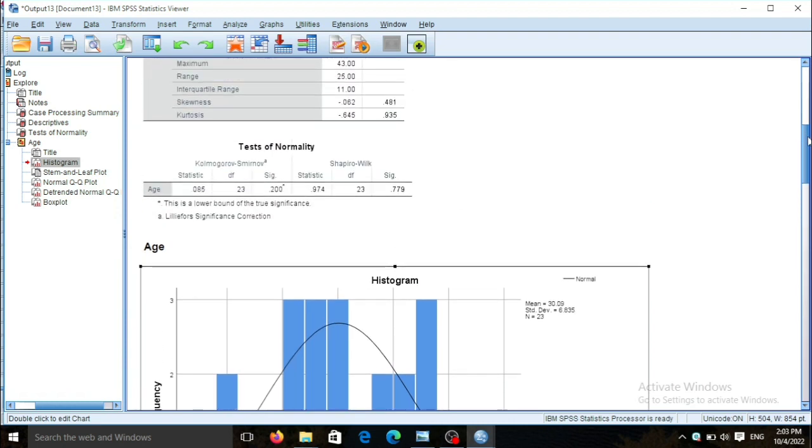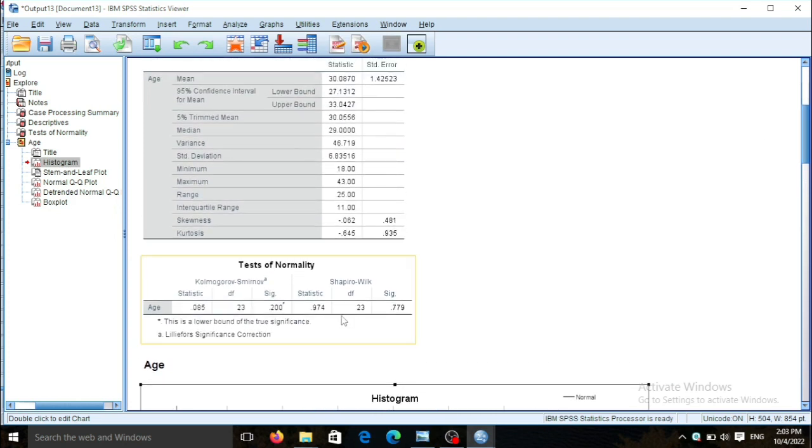So, also, you can report the significance value or p-value of the Shapiro-Wilk test or Kolmogorov-Smirnov test or the skewness amount here to prove that your dataset has a normal distribution.